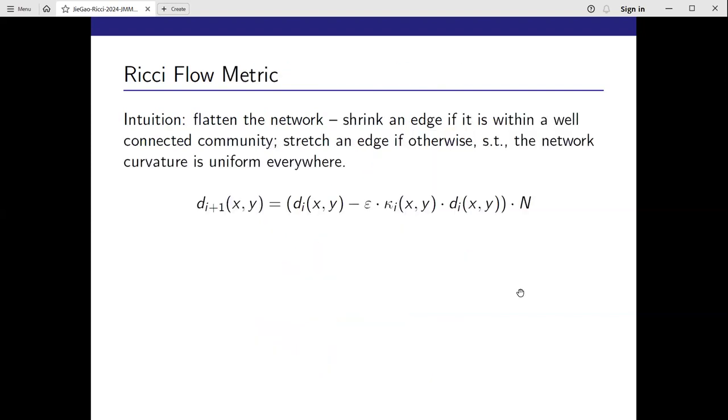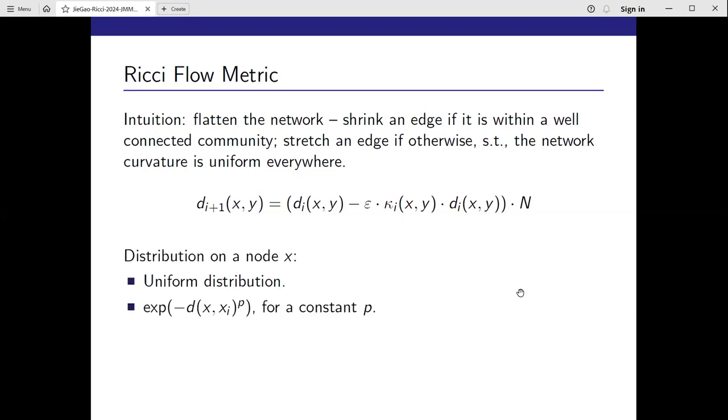So let me show you the formula. Once we have the curvature defined for all the edges, we can start to modify the edge weights of the graph. The way we do it is to take the original edge weight and subtract epsilon, which is just a step size, times the curvature and the current edge weight. And this whole thing is normalized so that the collection of edges has the total weight fixed. Once we do this, we start to stretch the negatively curved edges and compress the positively curved edges. Then the clusters of community vertices are brought closer together, while the edges connecting communities are stretched.